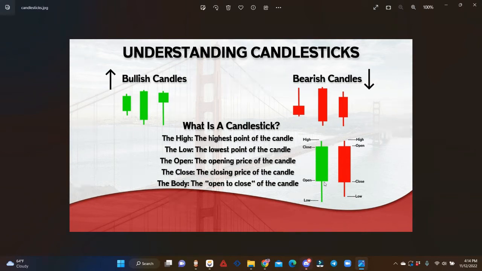Now I've explained the wicks of the candle. That's the skinny part, like the tails of the candle. Now we're going to talk about the body of the candle. The body is pretty much from the open to the close. So on a bullish candle, I don't know if this is green or yellow, but the box where the box is bigger, this is the body of the candle. For a bearish candle, the red box from the open to the close is considered the body. The little tails are considered the wicks. Okay, hopefully that makes sense.